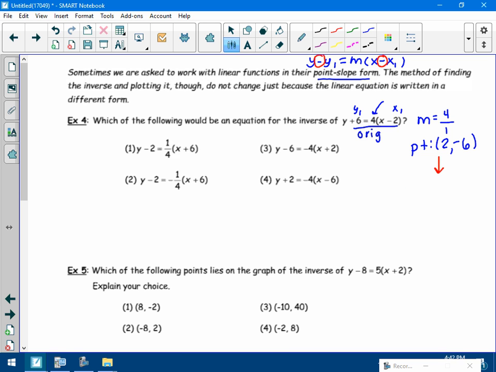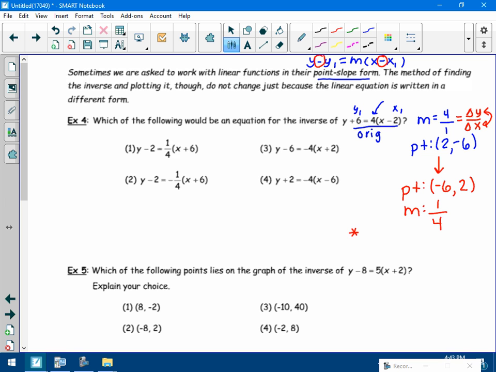Now in the inverse, what would the new point on the inverse be? Switch x and y, so it would be negative 6, 2. Now what about the slope? Slope's a little tricky. How do you normally find a slope? You do change in y over change in x. So what's going to happen when I take the inverse? Well, what does inverse mean? Inverse means switch x and y. So if these get flip-flopped, the slope of the inverse isn't going to be 4 over 1, it's going to be 1 over 4.